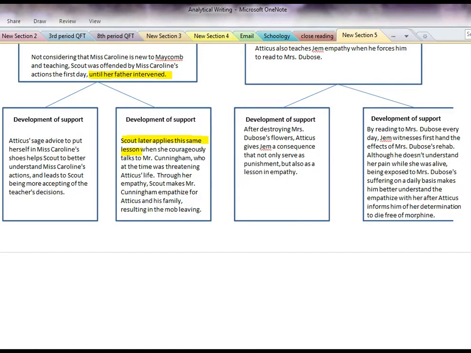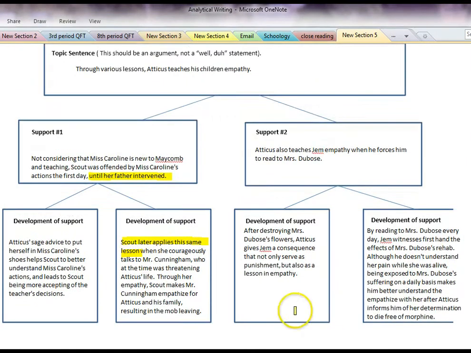My second example, my second support for my paragraph is going to be Jem. And I have to make sure I have a transition between my first support and my second. You want to make sure that there's some sort of connecting idea. Otherwise, it just reads really choppy. So my second support is Atticus also teaches Jem empathy when he forces him to read to Miss Dubois. Okay, my transition word is also.